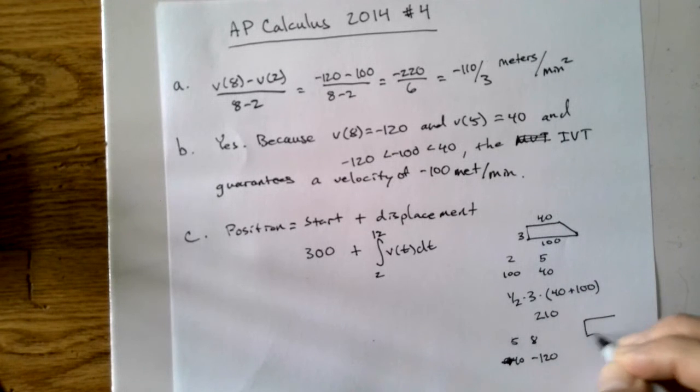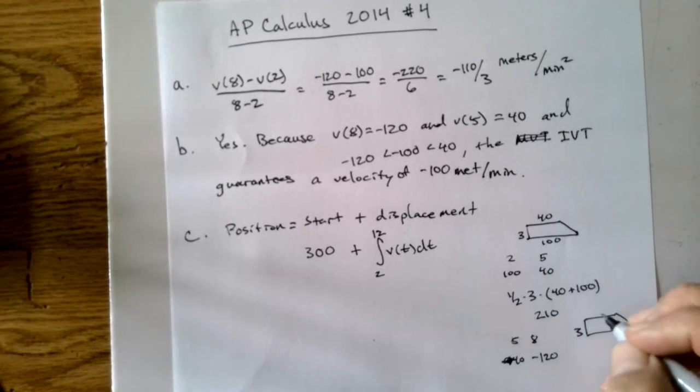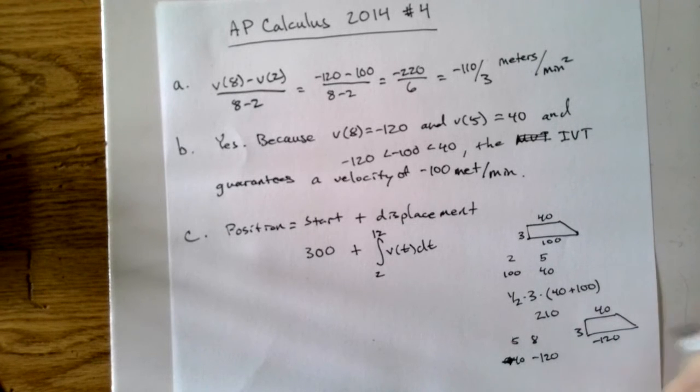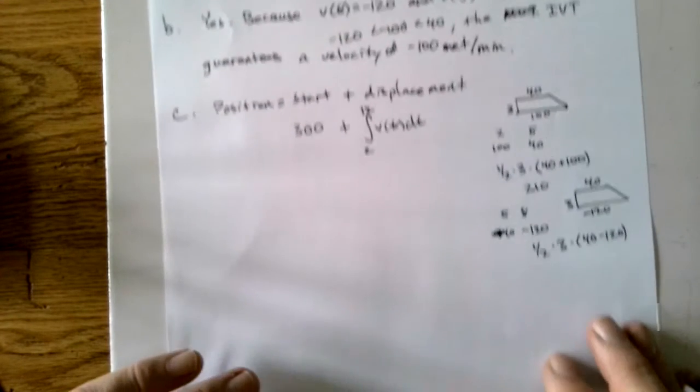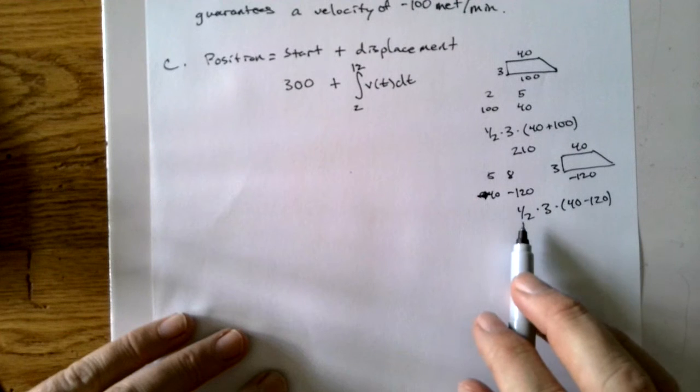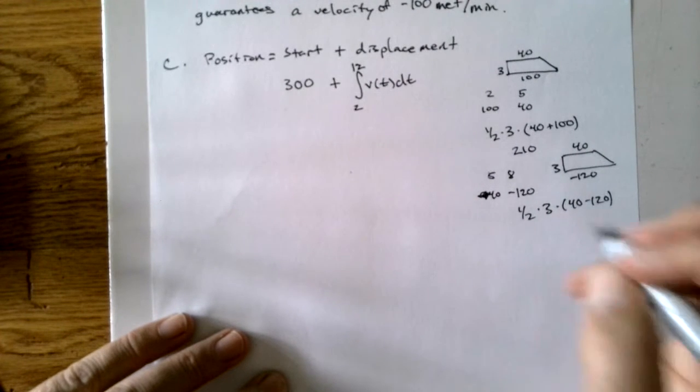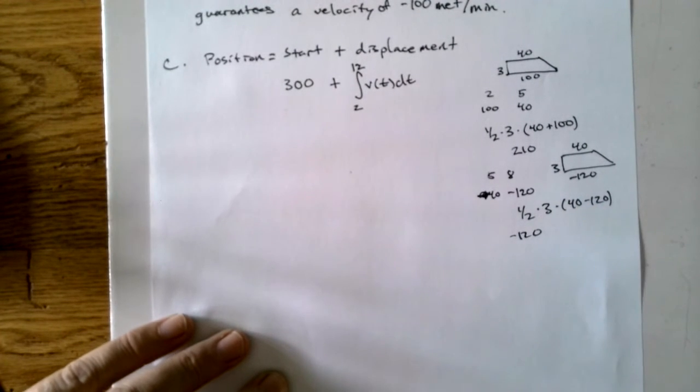So again, we construct that trapezoid. 5 to 8 is a height of 3, and then 40 and negative 120. So we got 1 half times 3 times 40 minus 120. And 40 minus 120 is negative 80. Negative 80, half of that is negative 40 times 3 is negative 120.